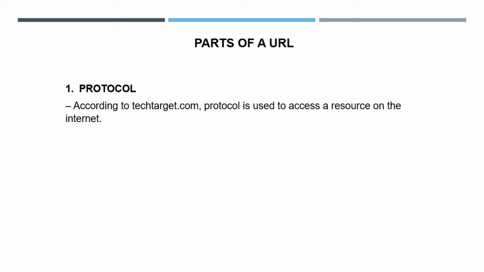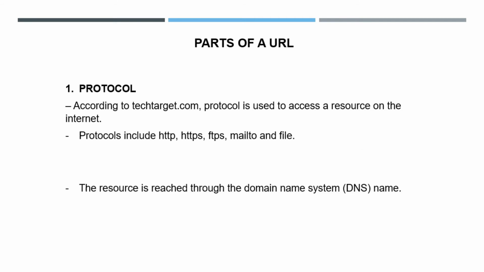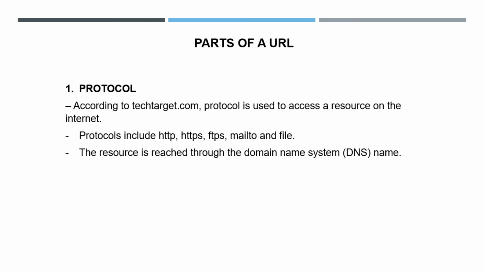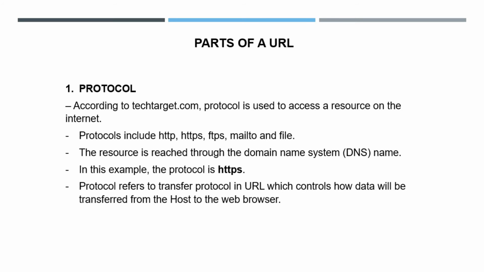Protocol. According to techtarget.com, a protocol is used to access a resource on the internet. Protocols include HTTP, HTTPS, FTPS, mailto, and file. The resource is reached through the Domain Name System, or DNS. In this example, the protocol is HTTPS. Protocol refers to the transfer protocol in a URL, which controls how data will be transferred from the host to the web browser.